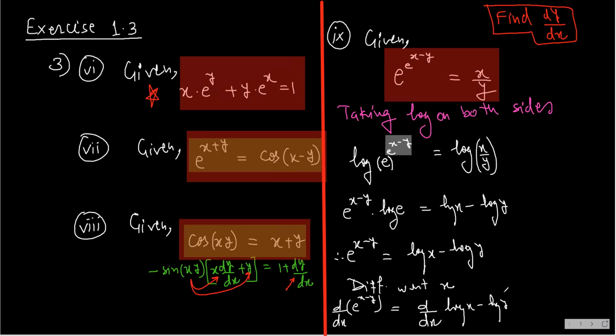You know, this step is redundant. You can skip this step, but you must write this at least. Differentiating with respect to x, you must write.